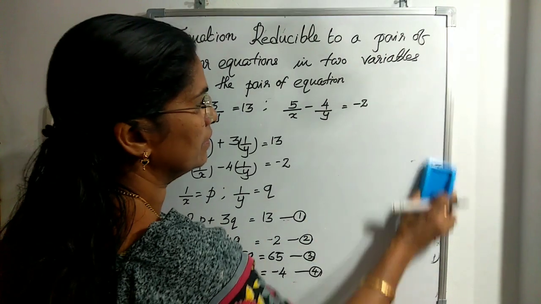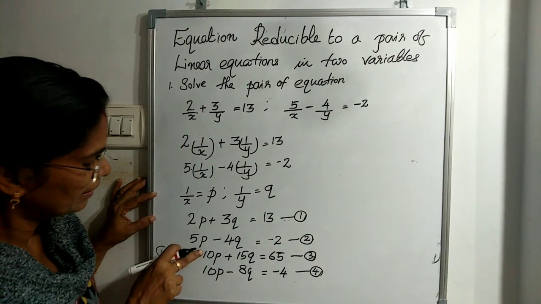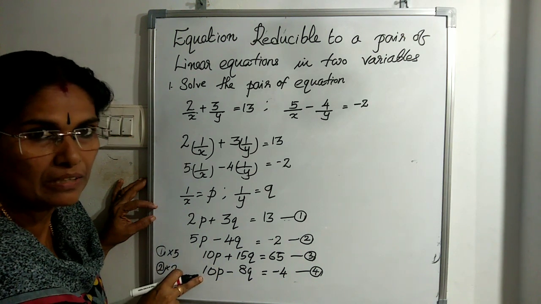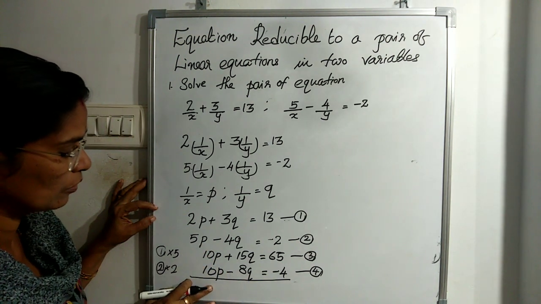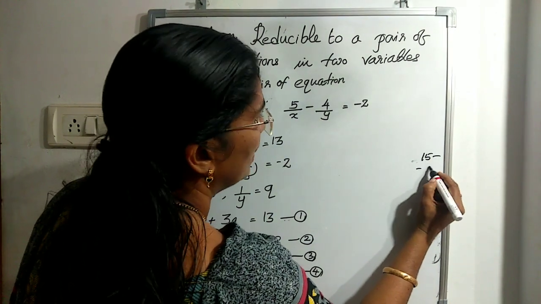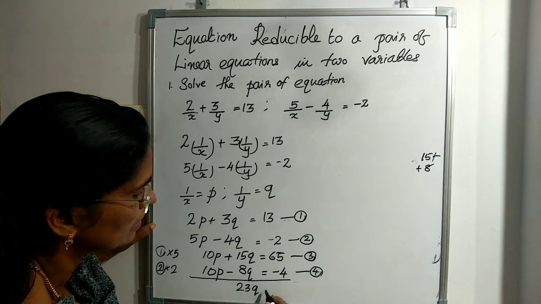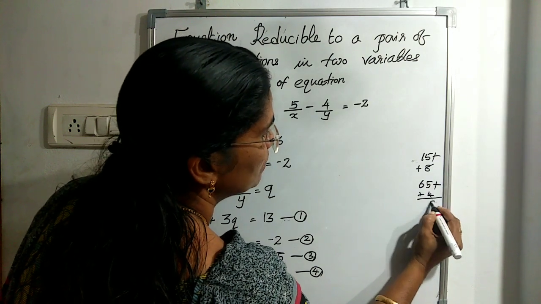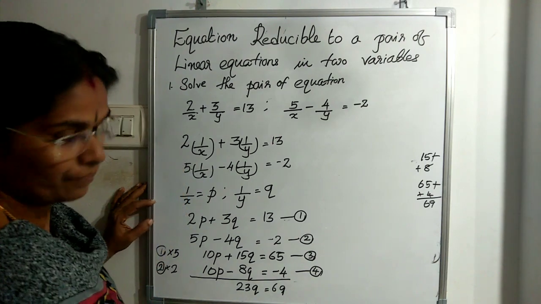Okay, what is our next step in the elimination method? We have to subtract or add. Here the coefficients of p are both positive, positive 10 and positive 10, so we have to subtract. 10 minus 10 becomes 0, so this part will be 0. And 15 subtract minus 8 becomes 23q, is equal to 65 subtract minus 4, so this becomes 69.